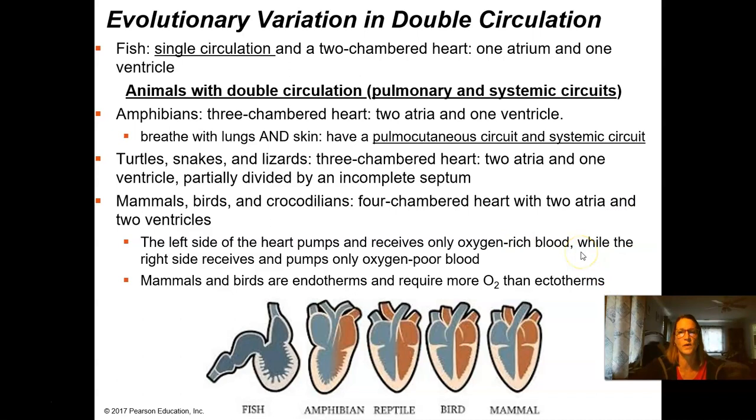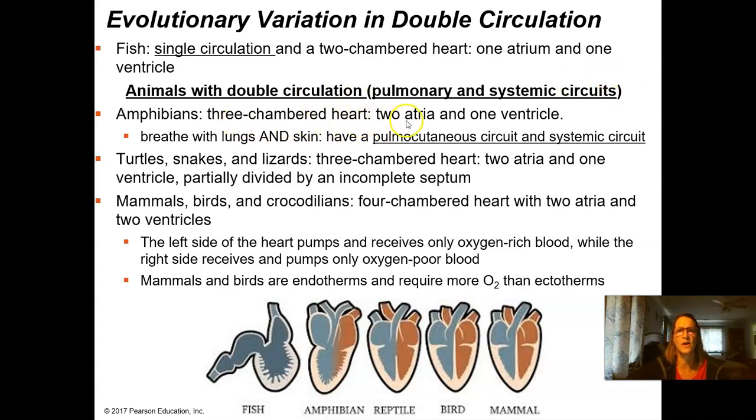Okay, so this just kind of summarizes what we've already talked about to put it all in one place. If we're talking about single and double circulation, we start with the fish that had the single circulation and a 2-chambered heart, 1 atrium and 1 ventricle. In single circulation, the blood goes through 2 capillary beds. After it gets pumped out of the heart, it goes to 2 capillary beds before returning to the heart. In terms of animals with double circulation, that means they have 2 different circuits, a pulmonary circuit, which goes to the respiratory surface, typically the lungs, and the systemic circuit, which is the circuit that goes to the rest of the body and basically feeds the rest of the body the oxygenated blood.